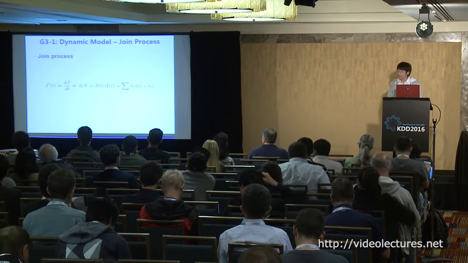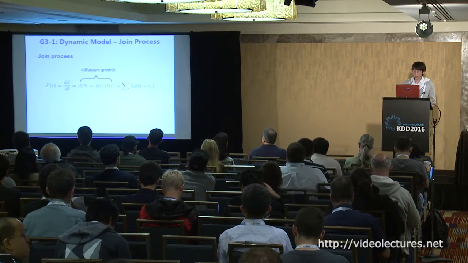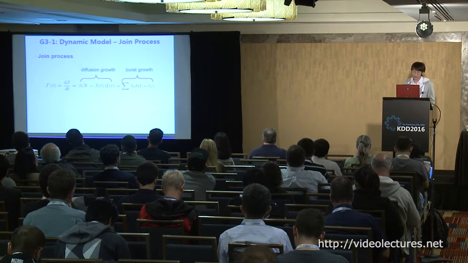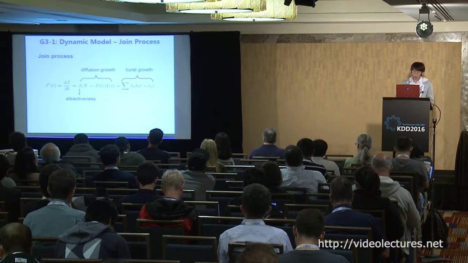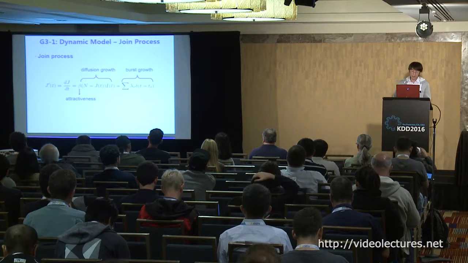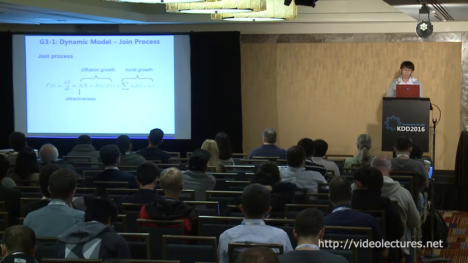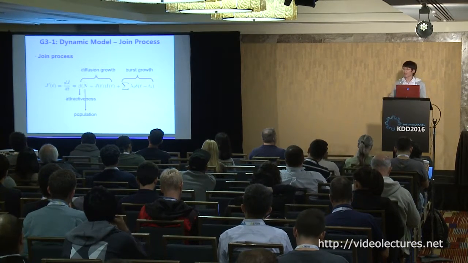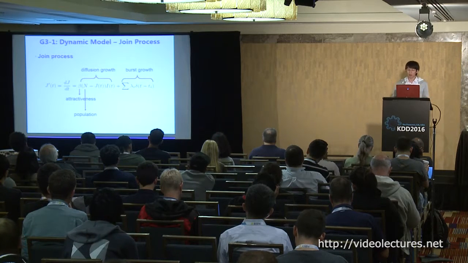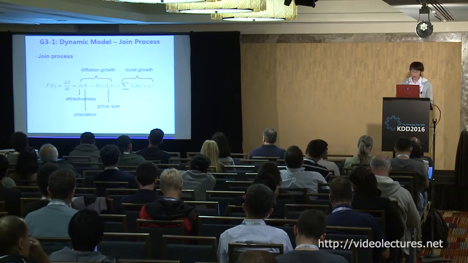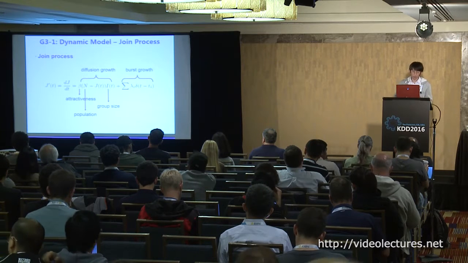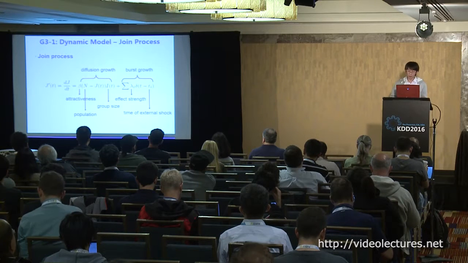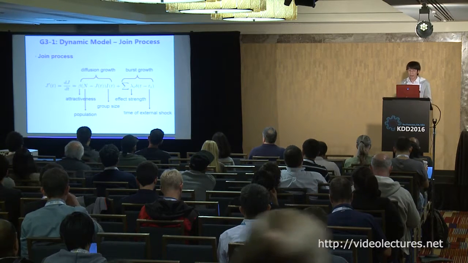So we can have the dynamic equation of the join process. We have both diffusion growth and burst growth. In the diffusion growth, we have two parameters. One is beta, the infection rate, which represents the attractiveness of the group. And the population N is all the potential members of the group. We also need to know the group size to form the formulation. And in burst growth, we have the time of the external shock and its strength.